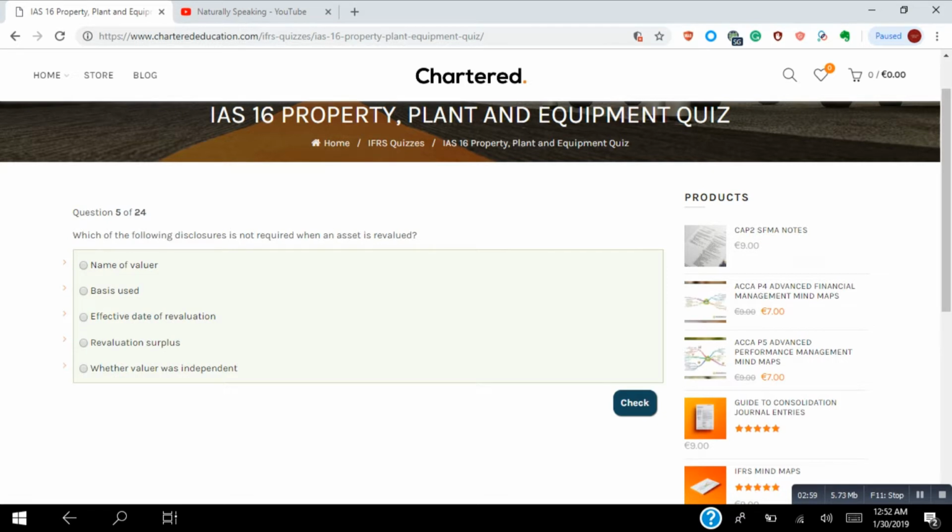Which of the following disclosures is not required when an asset is revalued? Name of valuer is not required. Basis used is required. Effective date of revaluation, revaluation surplus, whether valuer was independent, these all are required. The first one is not required.